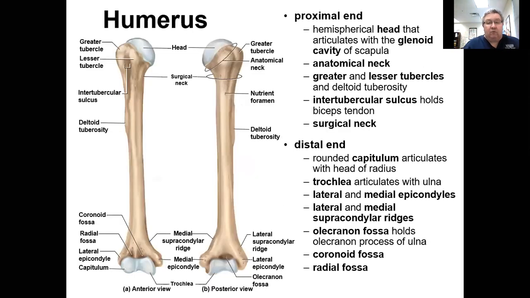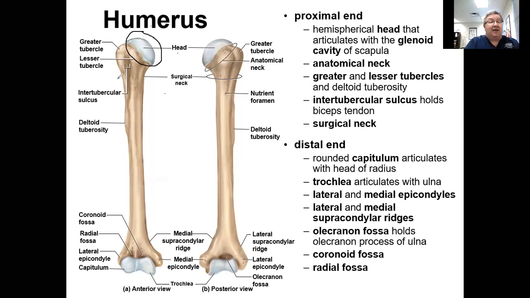So let's look at the humerus first. The head of the humerus, this area right here, articulates with the glenoid fossa, creating the shoulder joint. So the head of the humerus articulates with the glenoid fossa, creating the glenohumeral joint.